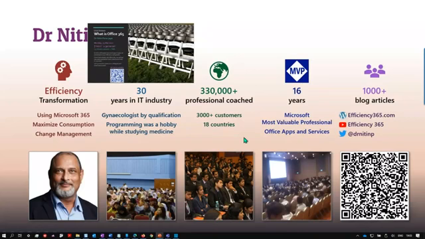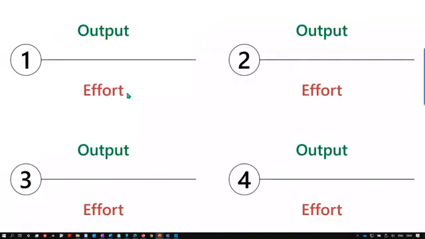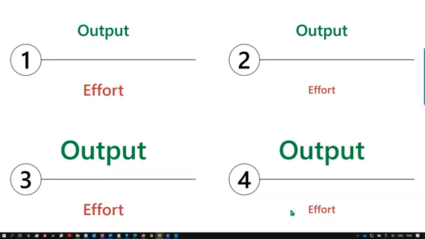What is important is all of us use Office every day, but what do we do about it? Every day we do some kind of work. There is some input and there is some output. So what do we want? When we want to improve efficiency, probably we want to reduce the effort and get the same output. Other option is to keep the effort same but get better output, or best of both worlds, less effort and more output. If I ask you, what do you want?